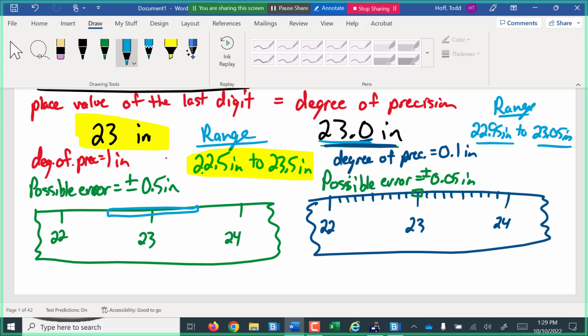So it's tempting to just add that decimal place at the end. 23.0 numerically is the same value as 23. But if we add that decimal point, that 0.0 onto the end, it is implying that extra piece of information, that extra step smaller in our degree of precision.